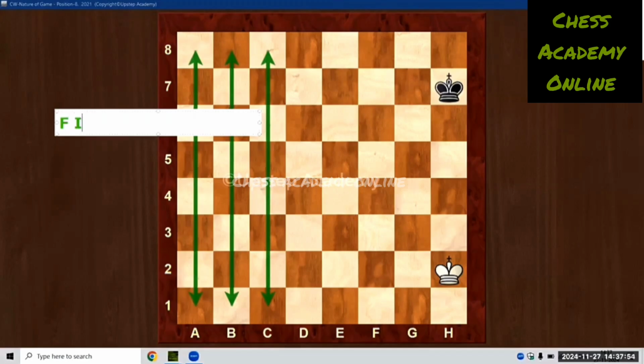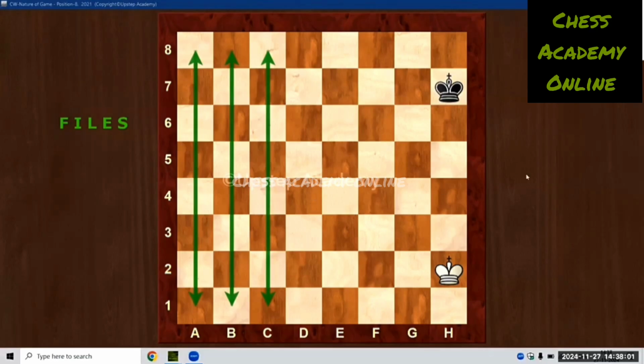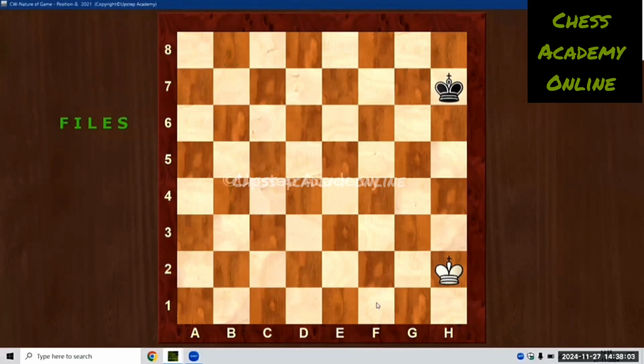Let me show you the spelling on the left side of the chessboard. The standing lines are called files. So this is pointing at the letter. This can be the F file because it's pointing on the letter F. All the letters are the files, the standing lines. Now, for example, this is pointing at the letter A. So this can be called the A file.